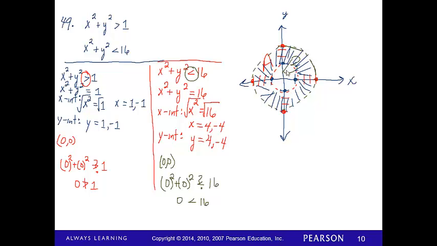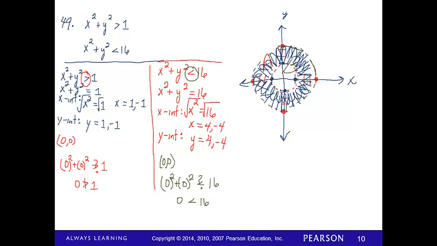Now, big B is on the inside of the little circle, right? He comes all the way in. But big A, it's not on the inside of the little circle. Therefore, they do not overlap inside the little circle. Nor do they overlap on the outside of the big circle. So the only place they overlap is in between. Let me shade it in. And this will be the solution to this inequality.